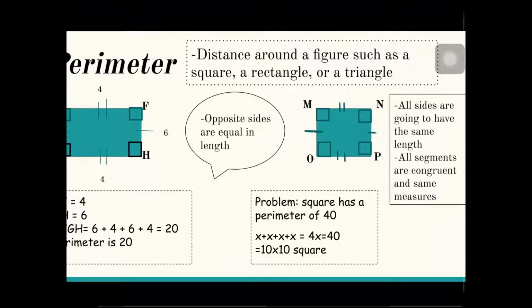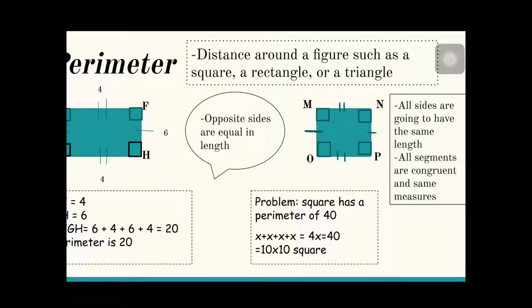To our right, we have a square. All sides are going to have the same length because it's a square. All segments are congruent and they have the same measures. We're going to work backwards from our previous problem: we are given the perimeter first, and we have to figure out the side lengths.